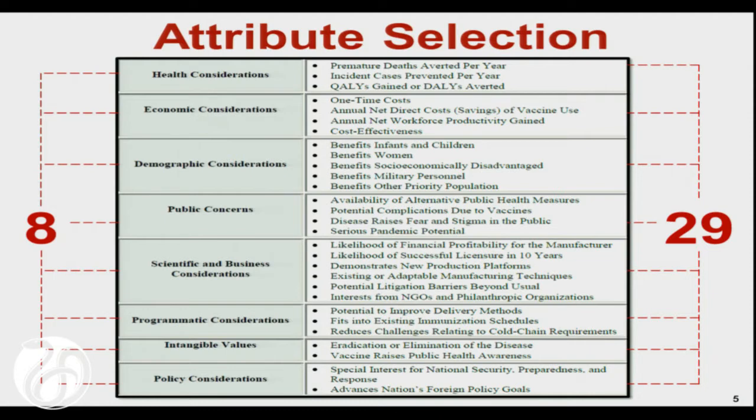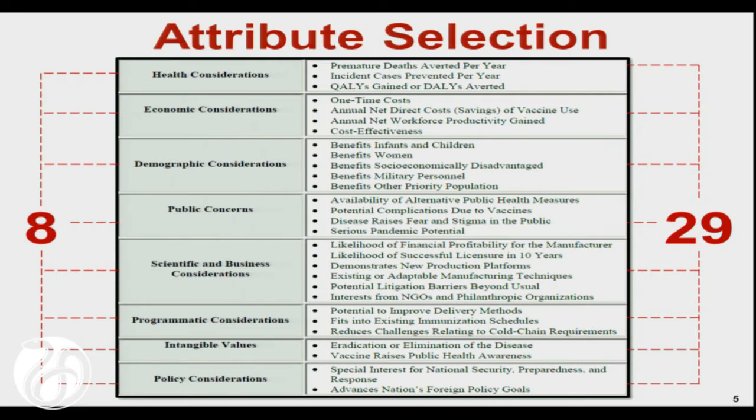Economic considerations, cost effectiveness, and one-time and annual costs of carrying out the program. I want to step down to some of the less quantitative and intangible values. For example, does the vaccine eradicate a disease completely, such as we hope might soon happen with polio? Does it raise public health awareness? Will it advance foreign policy goals? These are the type of subjective attributes that the user may or may not enter as they wish.